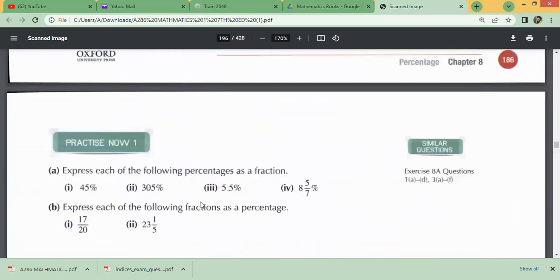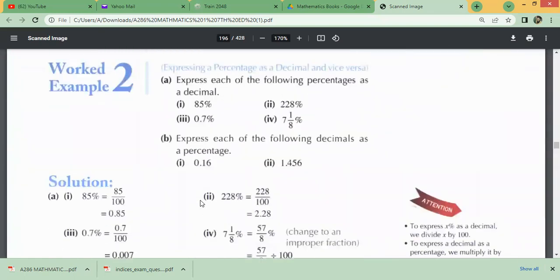So this was the first part of that exercise. The second part was to express percentages as decimals. First of all, we expressed the percentages as fractions. For decimals, what we can do is just divide. For example, 85% is 85 upon 100 as a fraction, and for decimal, we can just divide it.